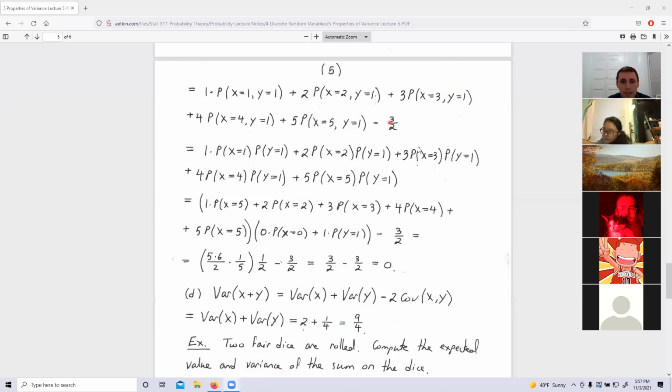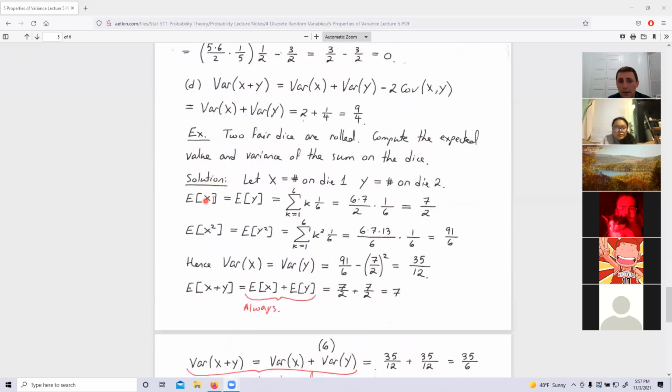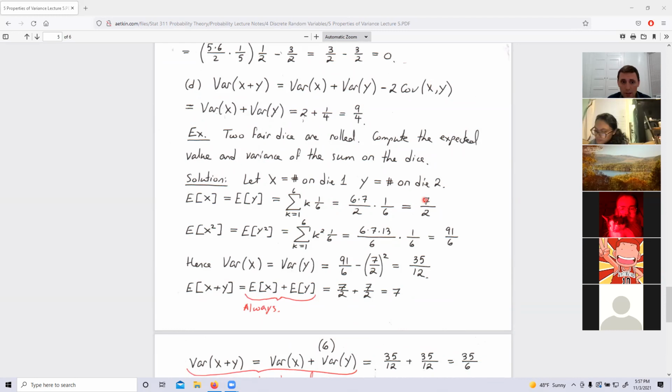Let's look at it, guys, together. So let's recall what is the expected value of x and of y. They're each independent random variables. So we know that the expected value for each of them is 7/2. Do you see how we calculate it? It's just the summation 1 through 6, which equals 6 times 7 divided by 2, and we multiply by the probability, which is 1/6.